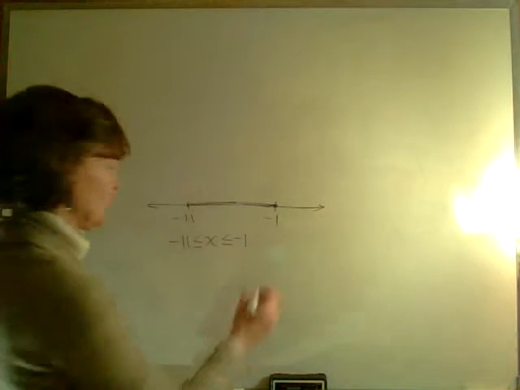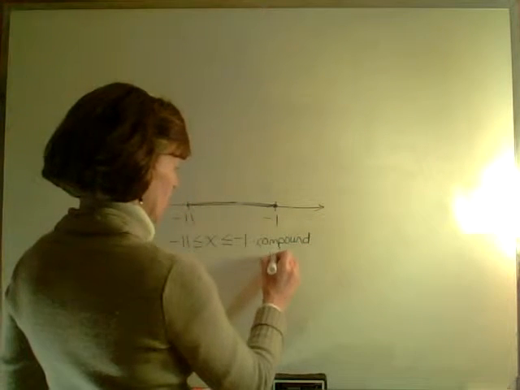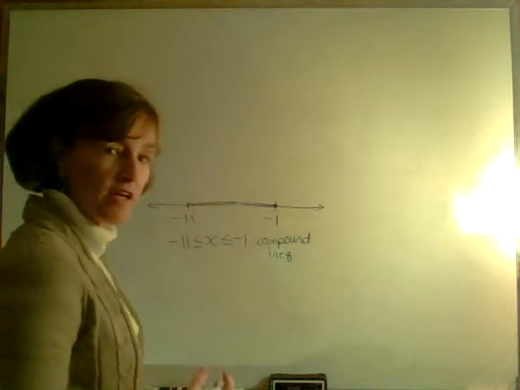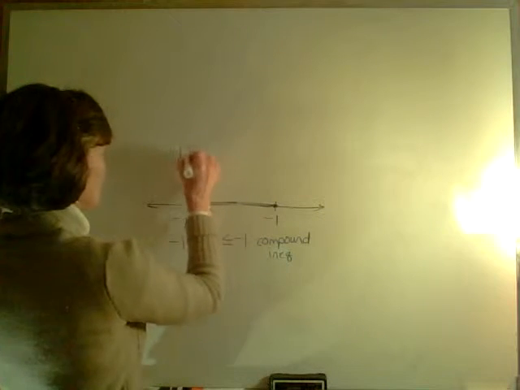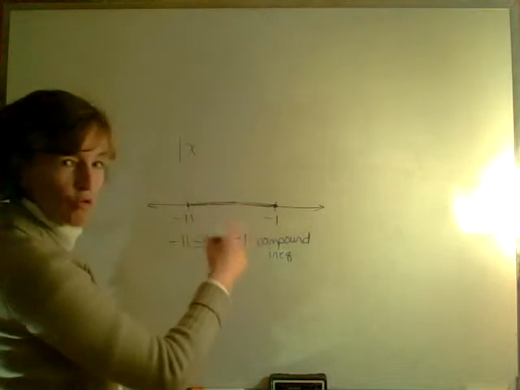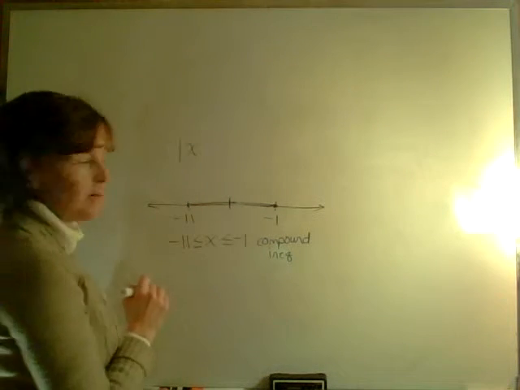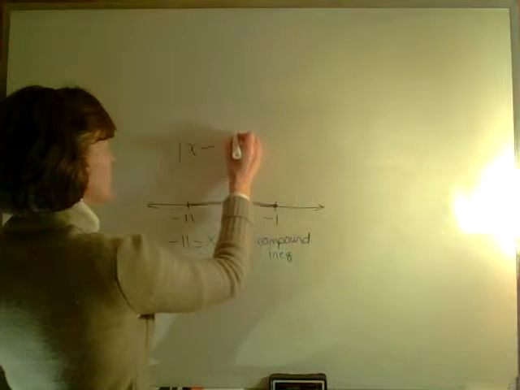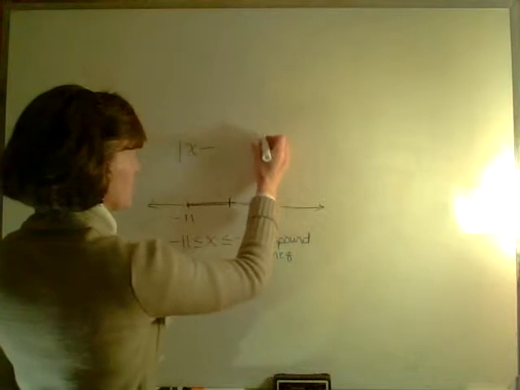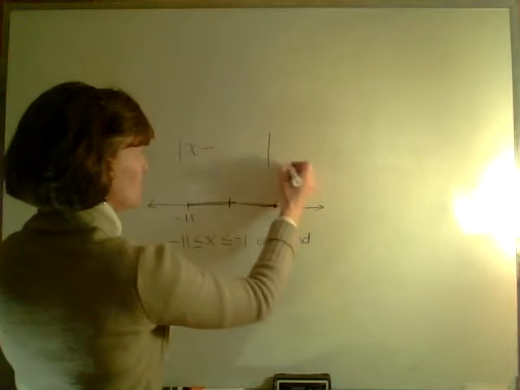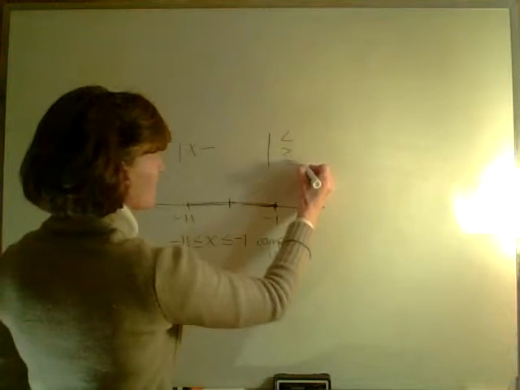That's a compound inequality. But I don't want a compound inequality. I want an absolute value inequality. Well, an absolute value inequality will express the same thing in a different way. First of all, I want to tell how far away I am on either end from the middle of this graph. All right? So, an absolute value is a distance.